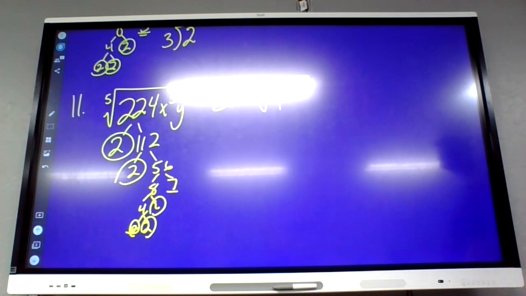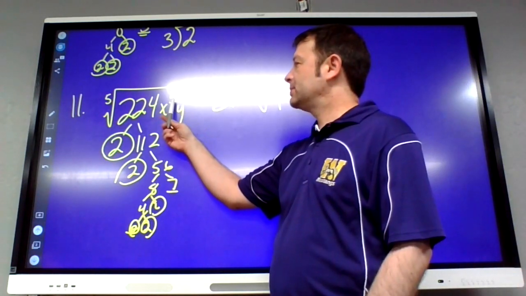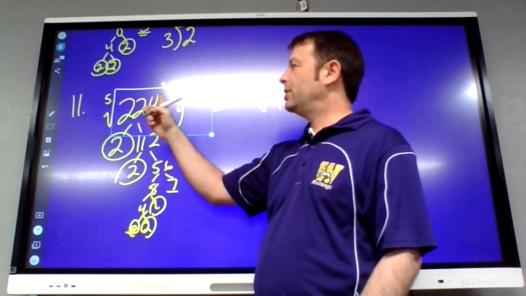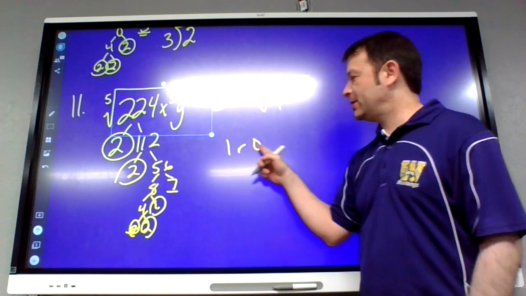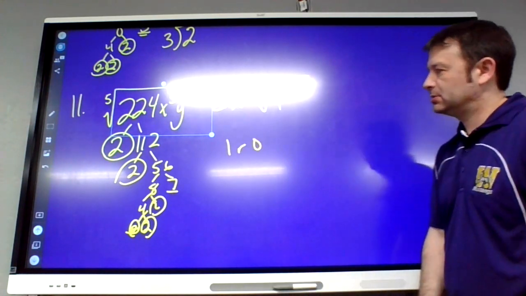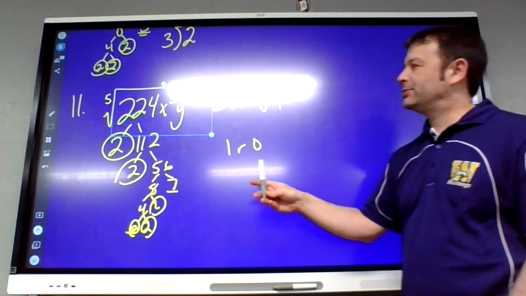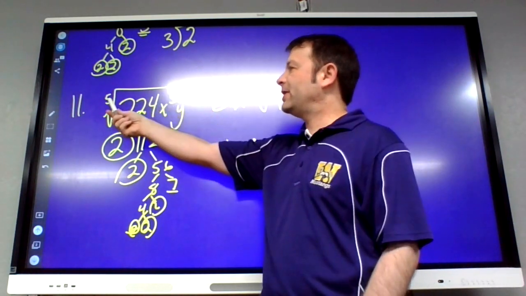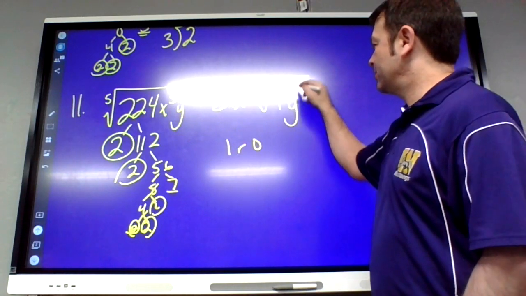Okay, now what's going to happen to the x's? 5 divided by 5, 1 x. 1 with the remainder of 0. So that means 1 comes out and nothing is left behind. So the x escapes. Okay, what about the y's though? Right, not enough y's. 4 divided by 5 doesn't work. Not enough y's to get out. So y to the 4th remains.